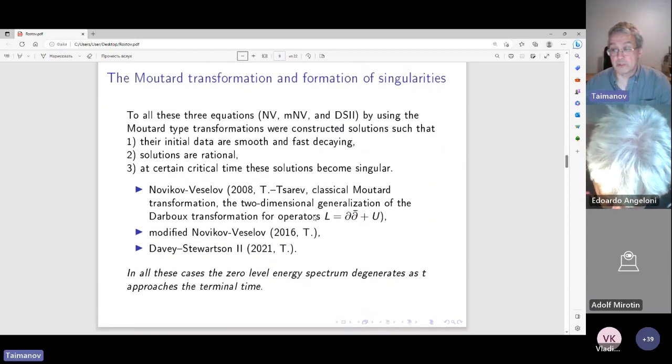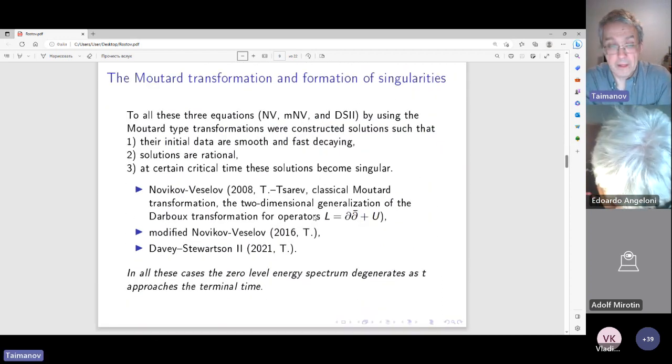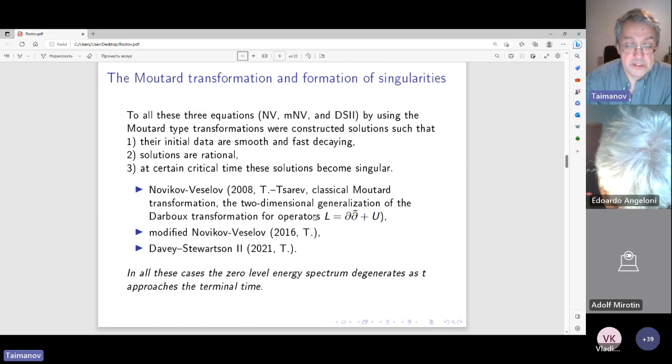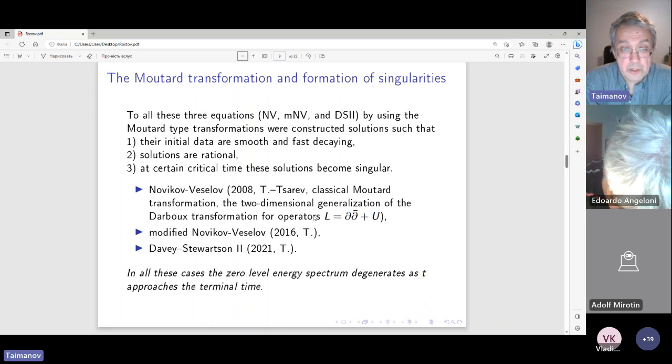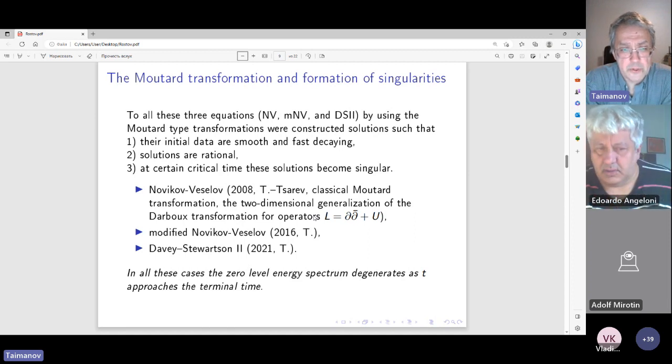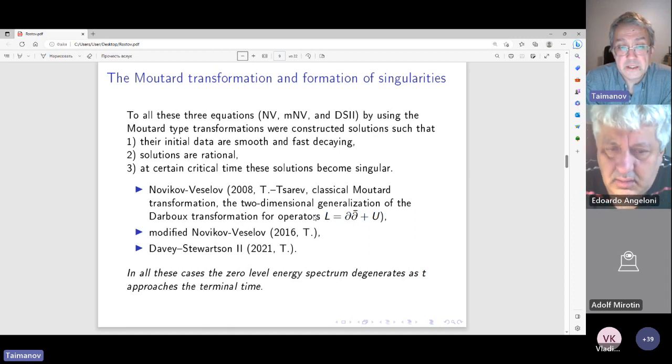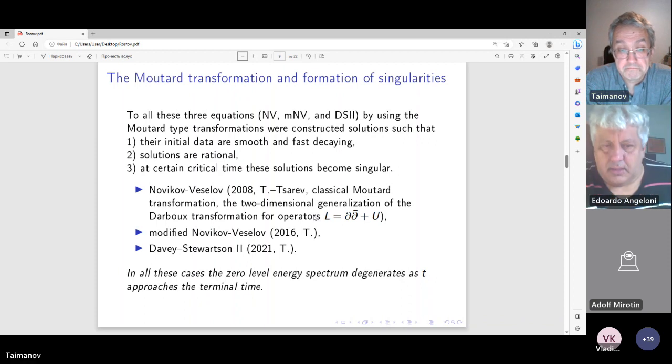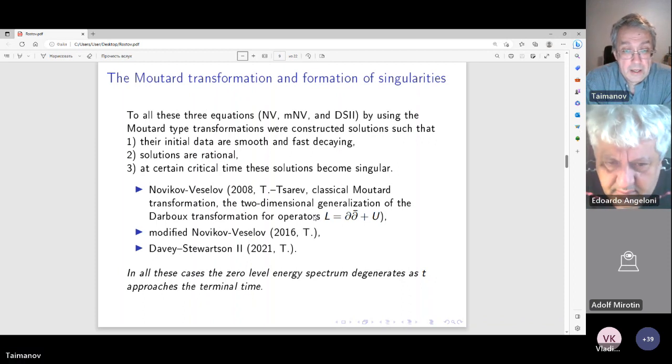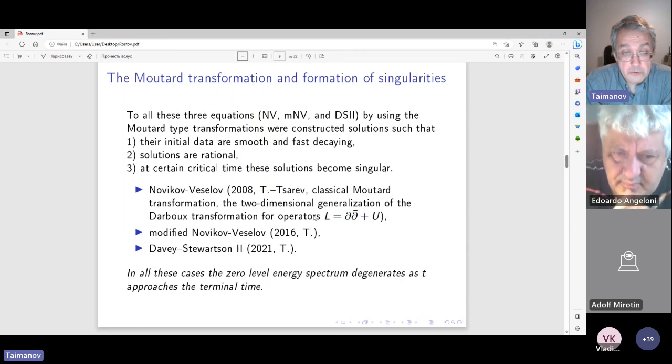And now I'm coming to some results. We started with Sergei Tsarev in 2008, where we constructed singular solutions for the Novikov-Veselov equation using the classical Moutard transformation. Later, I did that for two other equations, the modified Novikov-Veselov and the focusing Davey-Stewartson 2 equations.